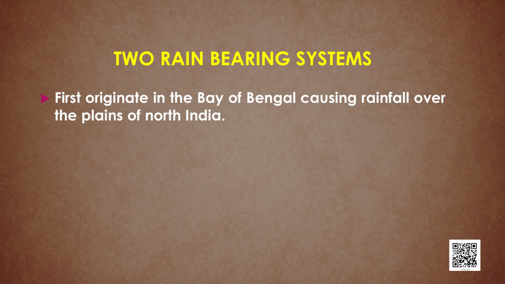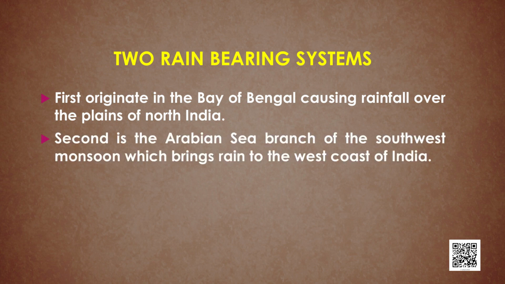But here monsoons come under two branches. There seem to be two rain-bearing systems. When we talk about rain-bearing systems, the tropical cyclones are also included under this. The first rain-bearing system is coming from the Bay of Bengal and the other comes from the Arabian Sea branch. So, southwest monsoons have two branches, one from the Bay of Bengal and the other from the Arabian Sea.